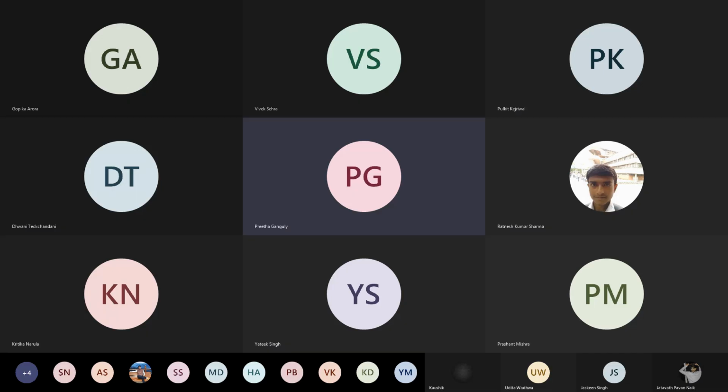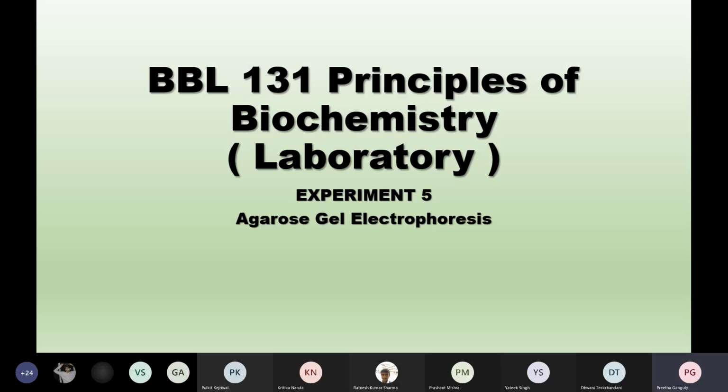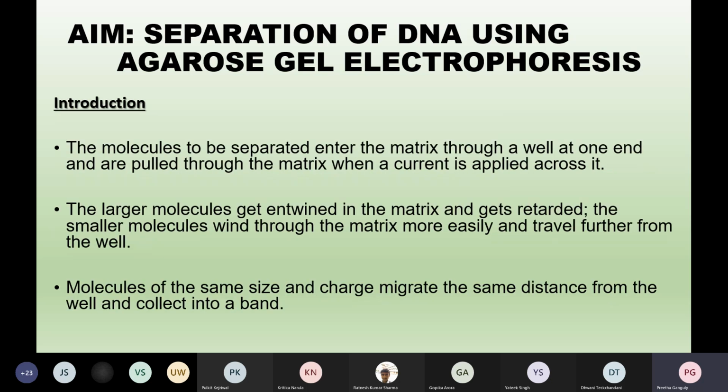So I was telling that in this lecture practical, we will talk about agarose gel electrophoresis. Going straight to agarose gel electrophoresis, beforehand I would like to tell you about gel electrophoresis. When I talk about gel electrophoresis, it is a very broad term and can be used for many different purposes. It can be used for separation of DNA, protein, as well as RNA.